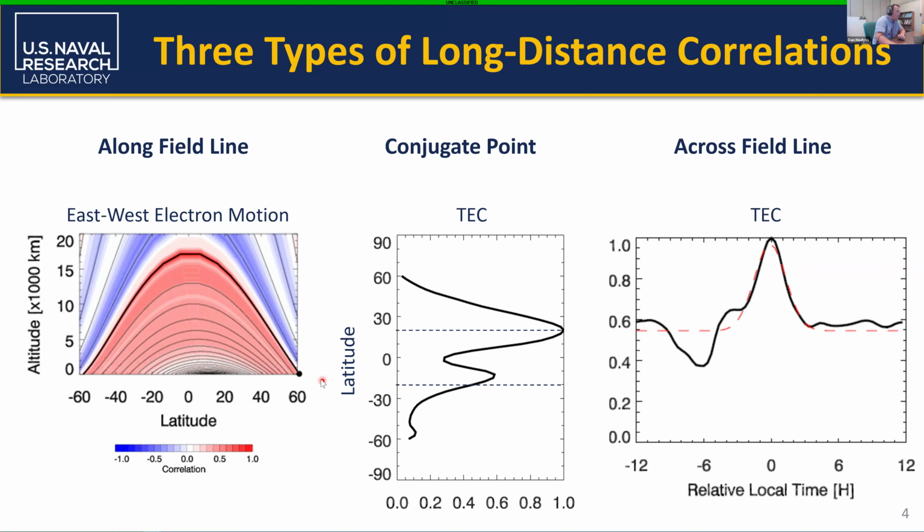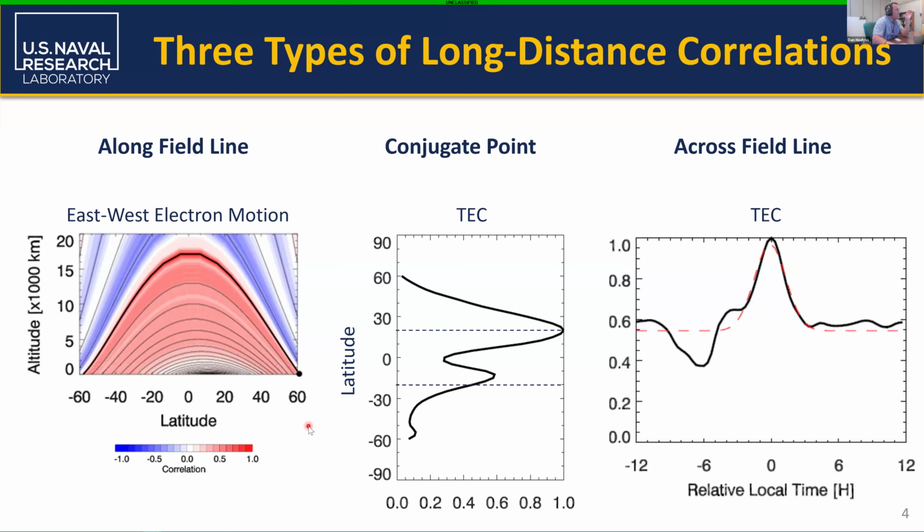So the correlation doesn't go down. It actually remains constant along this field line all the way to the other side of the world and out 17,000 kilometers. So again, standard distance dependent localization doesn't really make sense in that setup.